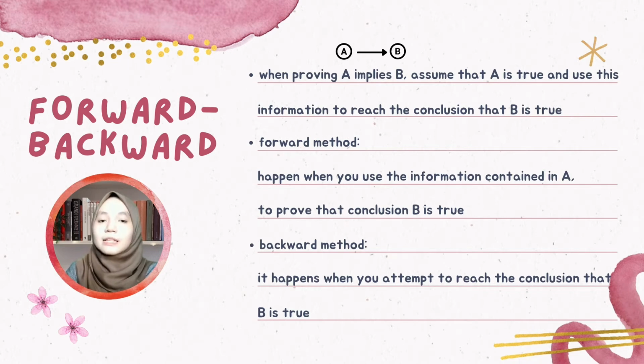The forward process happens when you use the information contained in A to prove that the conclusion B is true. Whereas the backward process happens when you attempt to reach the conclusion that B is true without using A, because there is no information in statement A. That is the difference between the forward and backward process. We will only use the backward process when the information in A does not give any definition or information that we can use to show that B is true.